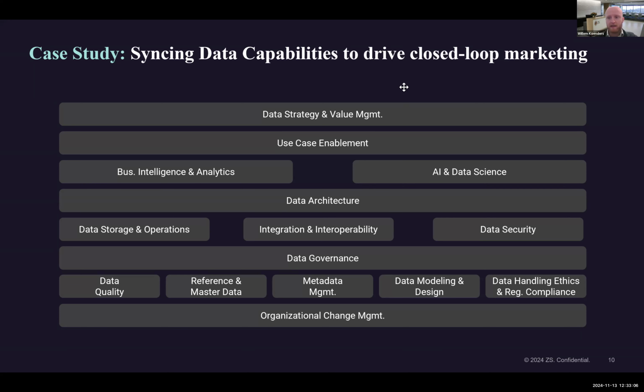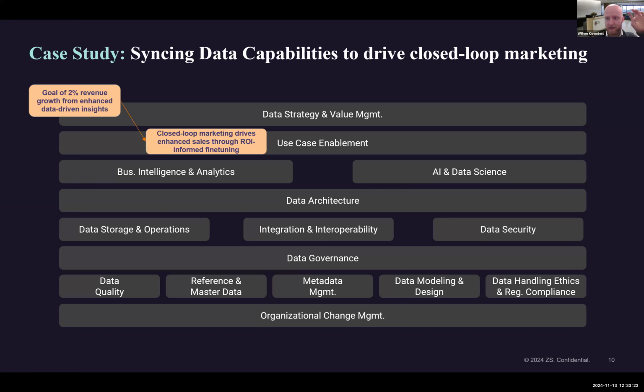So that's the use case we take here as one of the examples that Sri had earlier, to drive down to those foundational building blocks. In this case, the company had a global goal of 2% revenue growth from enhanced data-driven insight. That was something they had prioritized. This particular use case is one of the main ones. They were not able to do it before, and they wanted a quantified understanding of how effective their marketing was.